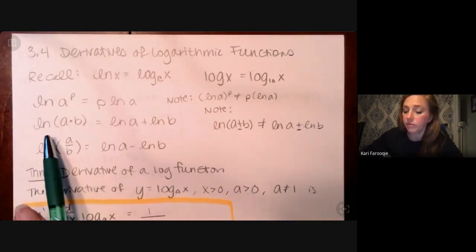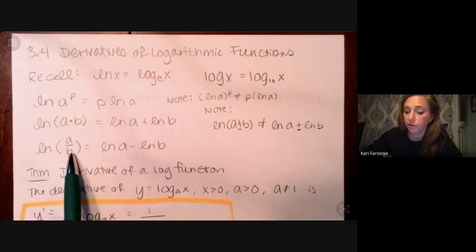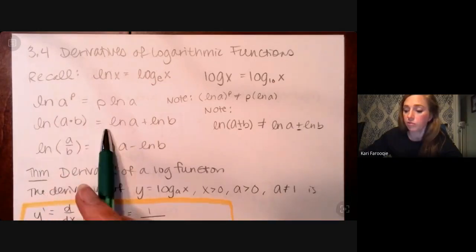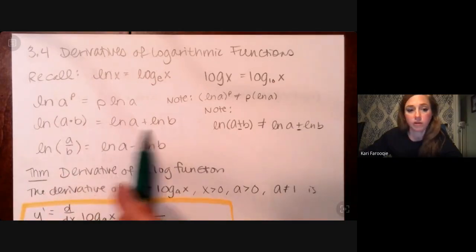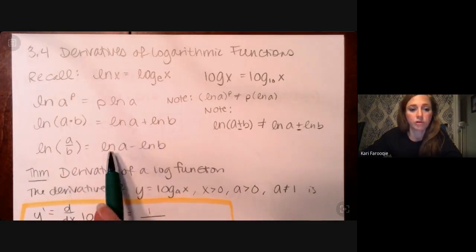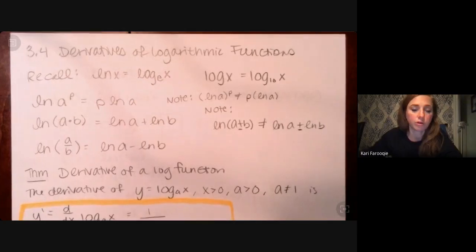We have similar rules for multiplication and division inside a logarithm. So if you're taking the log of a product, you can rewrite that as the sum of two natural logs. And if you're taking the log of a quotient, you can rewrite that as the difference of two natural logs.